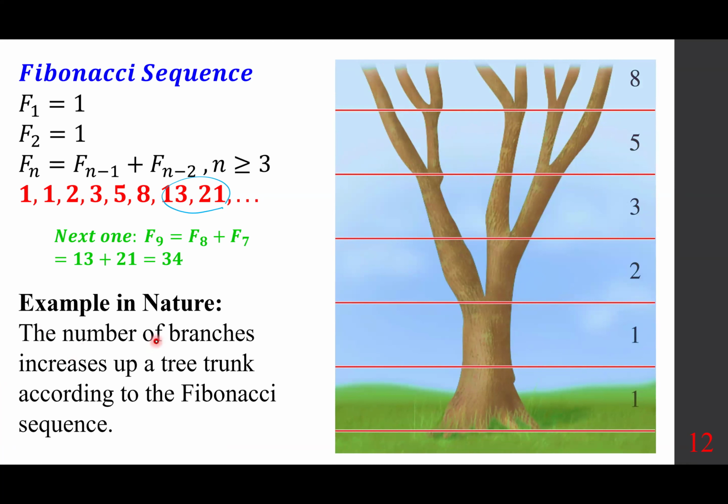Example in nature. The number of branches increase up tree trunk according to the Fibonacci sequence. So the first year you have 1, the next year you still have 1, and then the next year you add up to 2, the next year they add up to 3, and so on and so forth. They happen a lot in nature, the concept of the Fibonacci sequence and golden ratio.